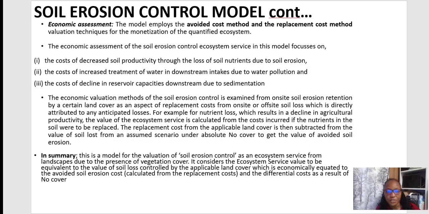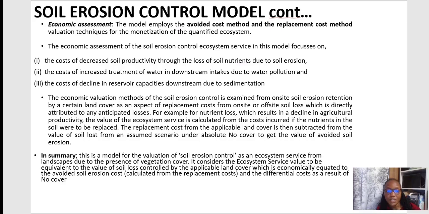For the soil erosion control model, when you look at the economic assessment, it is the avoided cost method and the replacement cost method, which are evaluation techniques for the monetization of the quantified ecosystem service. So when we look at the economic assessment of soil erosion control service in this model, we focus on, number one, the cost of decreased soil productivity through the loss of soil nutrients. Number two, we look at the increased treatment of water downstream as a result of water pollution, and in most cases, the levels of sedimentation.